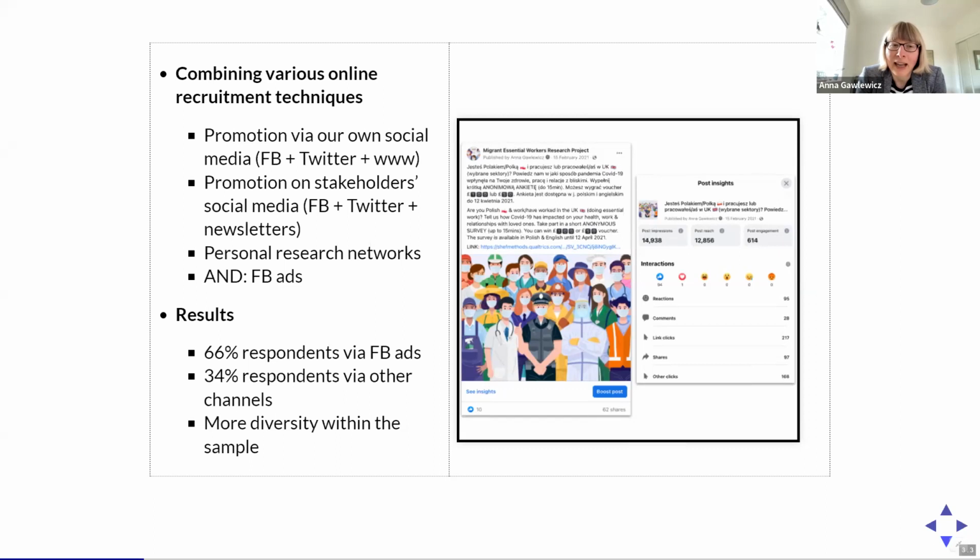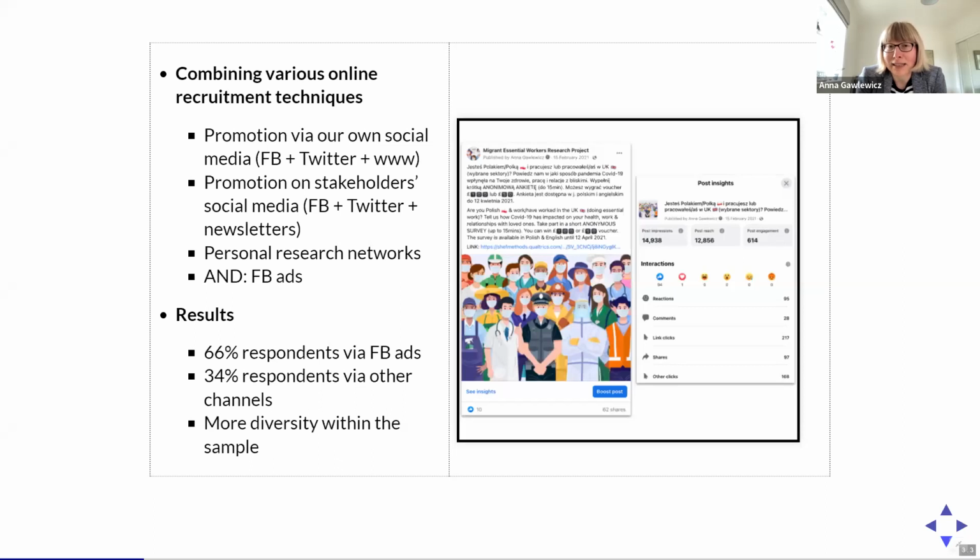As you can see, 66% of survey participants were recruited via Facebook ads and 34% via other channels. So this shows 2 things. It firstly shows the success of Facebook advertising, but secondly, it also shows the significance of trying to reach out to research participants via other channels at the same time. And the reasons we did that was to reach out to people who perhaps might not be using Facebook or might not be using it regularly, and to secure more diversity within our sample.